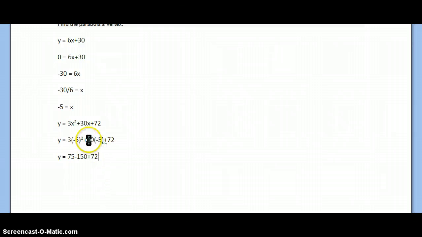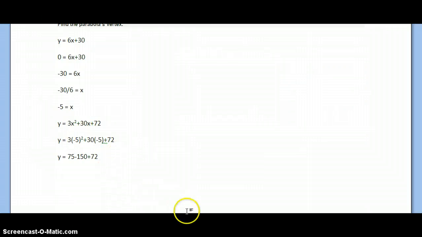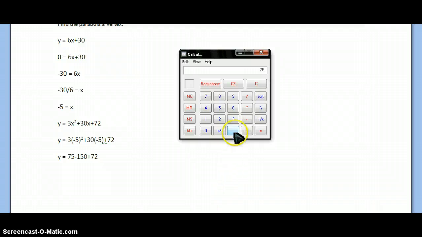If you want to double check my work, 30 times 5 is 150, so negative 150. Then this one squared is 25 times 3, so 25 times 3 is 75. So yeah, everything's correct. This is where the arithmetic kicks in. So 75 plus 72 is 147. Then 150 minus 147 is 3.